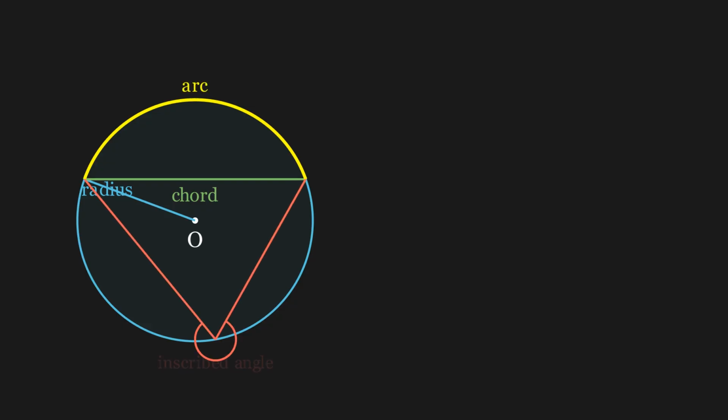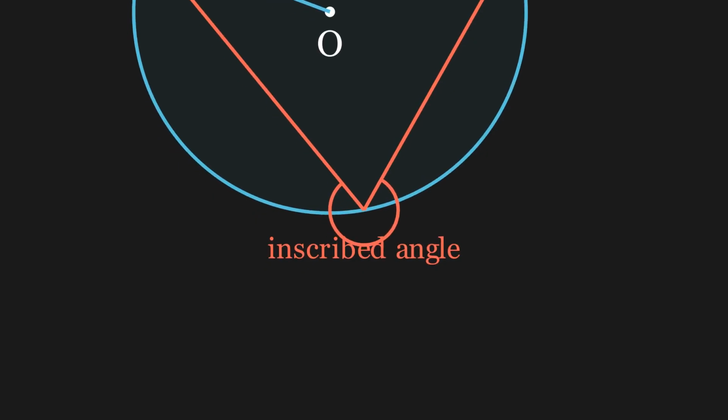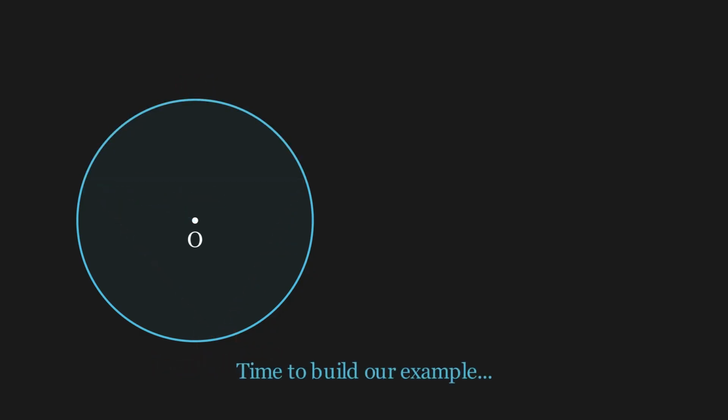First, some vocabulary. The center of the circle is a point called O. A line from the center to the edge is a radius. A line connecting 2 points on the circle is a chord. The curved part between 2 points is called an arc. And an angle formed by 2 lines meeting at a point on the circle itself is called an inscribed angle, or an angle at the circumference.